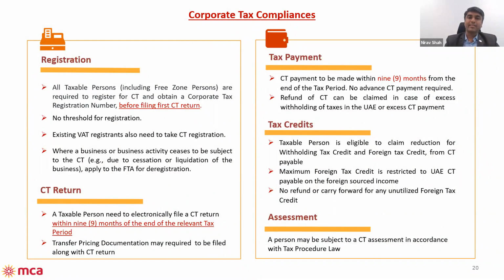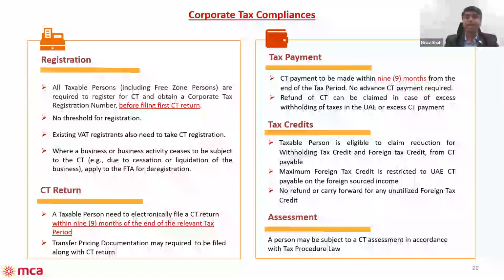Next is tax credits. While calculating my corporate tax liability, I am allowed to take reductions, basically credits, for taxes paid in the UAE as well as in foreign countries. However, for taxes paid in foreign countries, I can only claim a credit up to the extent of the UAE tax payable on the foreign income, and any excess.